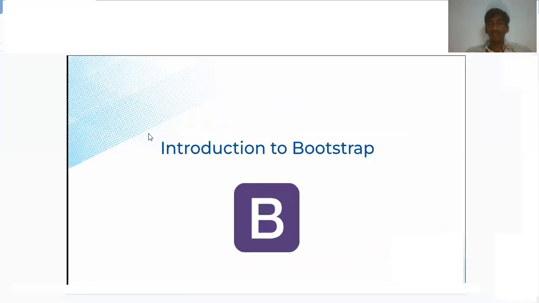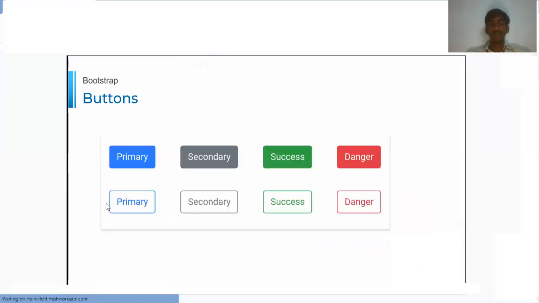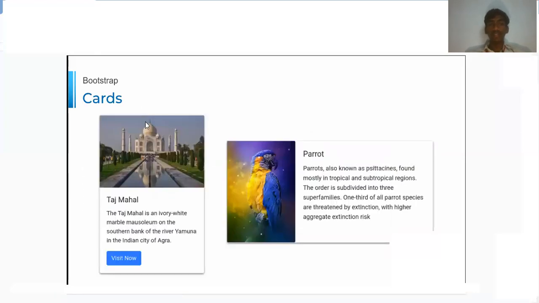Now let's get to know the introduction to Bootstrap. Bootstrap is a large collection of predefined reusable code snippets written in HTML, CSS and JavaScript. For example, in this session, let's see buttons and cards. There are several types of buttons available in Bootstrap. Those include button primary, success, secondary and danger.